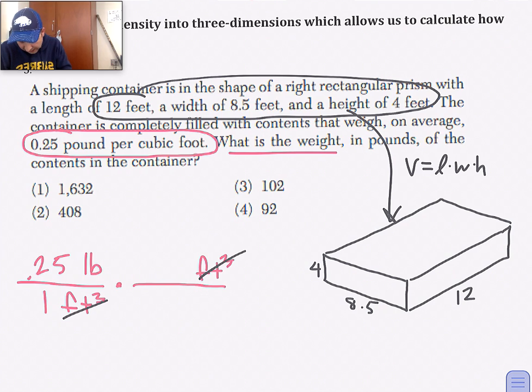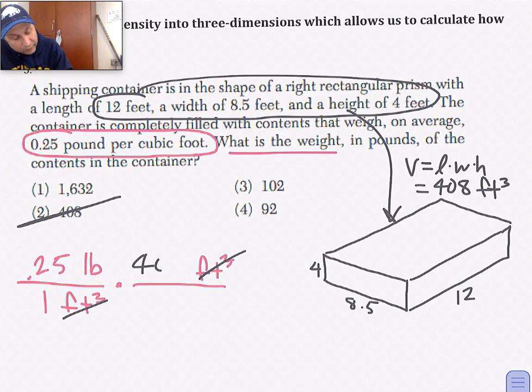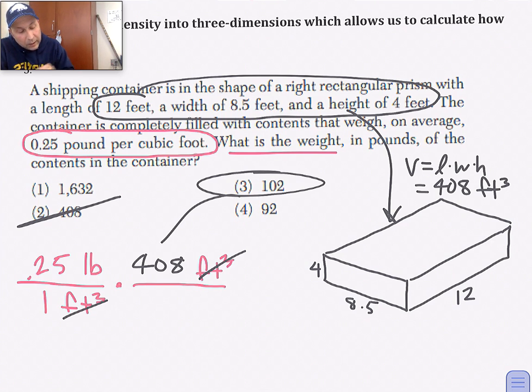So 4 times 8.5 times 12 would be 408 for the volume, 408 cubic feet. You can see that it's one of the answers here, but we're not looking for the volume, we're looking for the weight. Every one of those cubic feet has a quarter pound in it, so multiplying those two together gets me that the object weighs about 102 pounds total. All right, moving on to some more examples here.